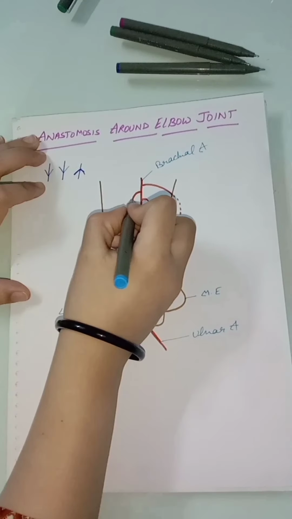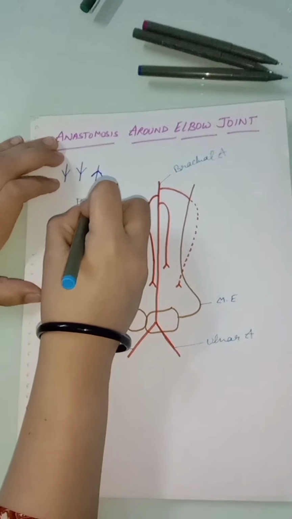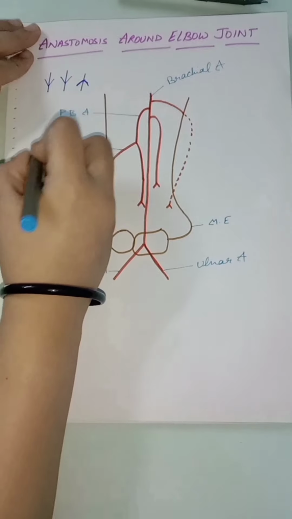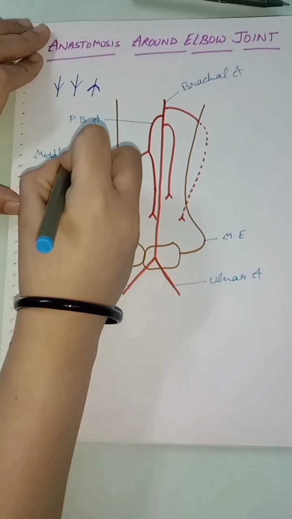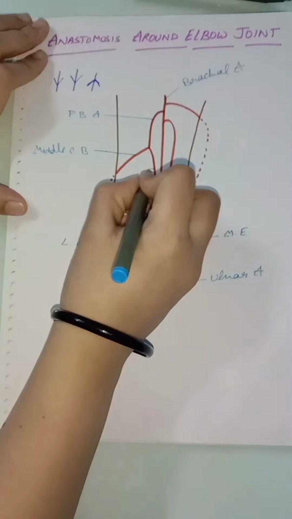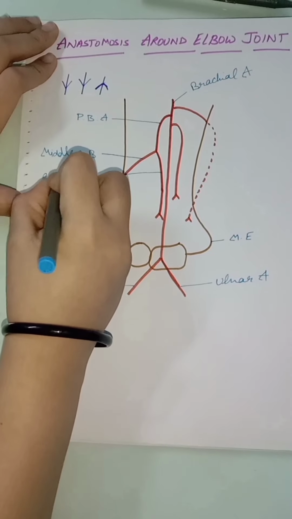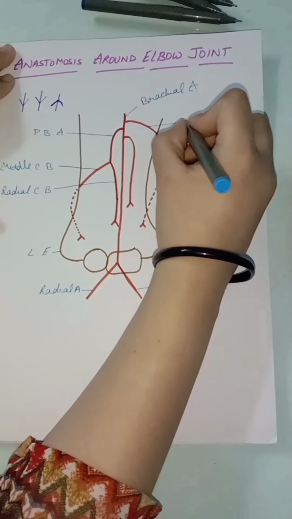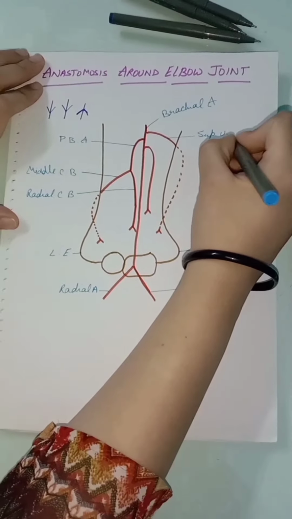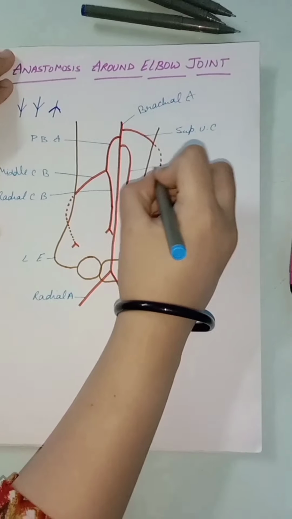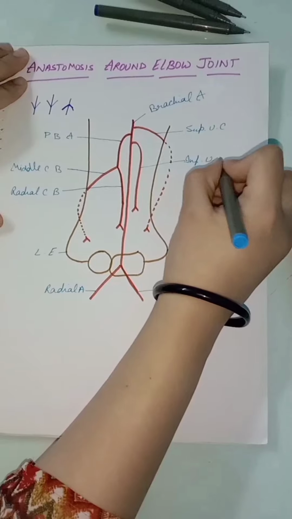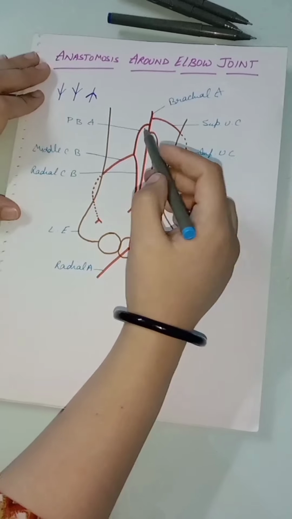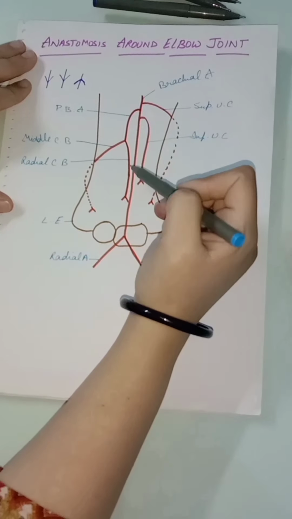Now first, let's name them. This is the Profunda brachii artery. This is the middle collateral branch. And this one is the radial collateral branch. This is the superior ulnar collateral branch and this one is the inferior ulnar collateral branch. These all are the collateral branches because these branches run parallel to the brachial artery.